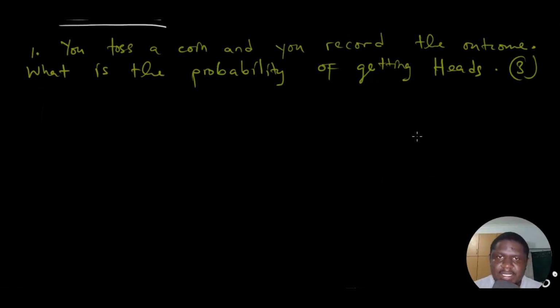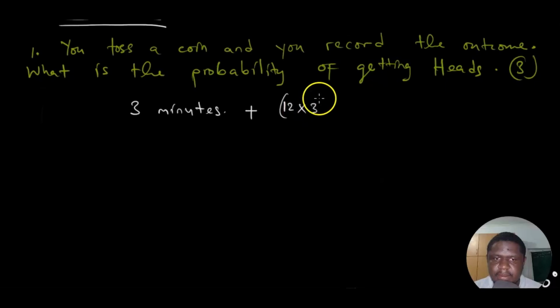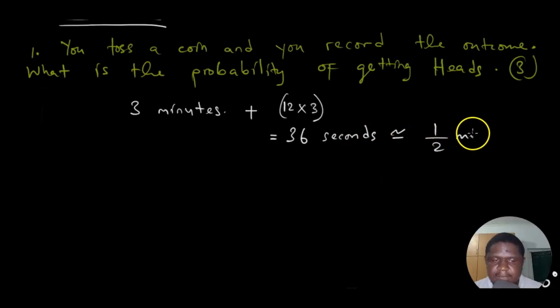to be able to answer this question in how many minutes? In 3 minutes. So 12 seconds plus 12 times 3. And what do we get from 12 times 3? 3 times 2 is 6 and 3 times 1 is 3. We get 36 seconds, which is roughly half a minute.